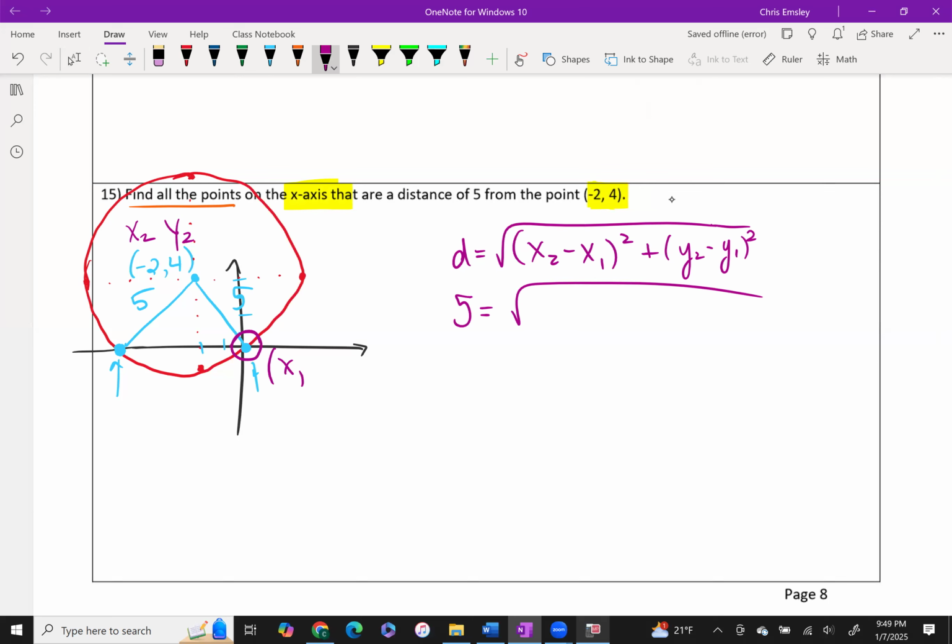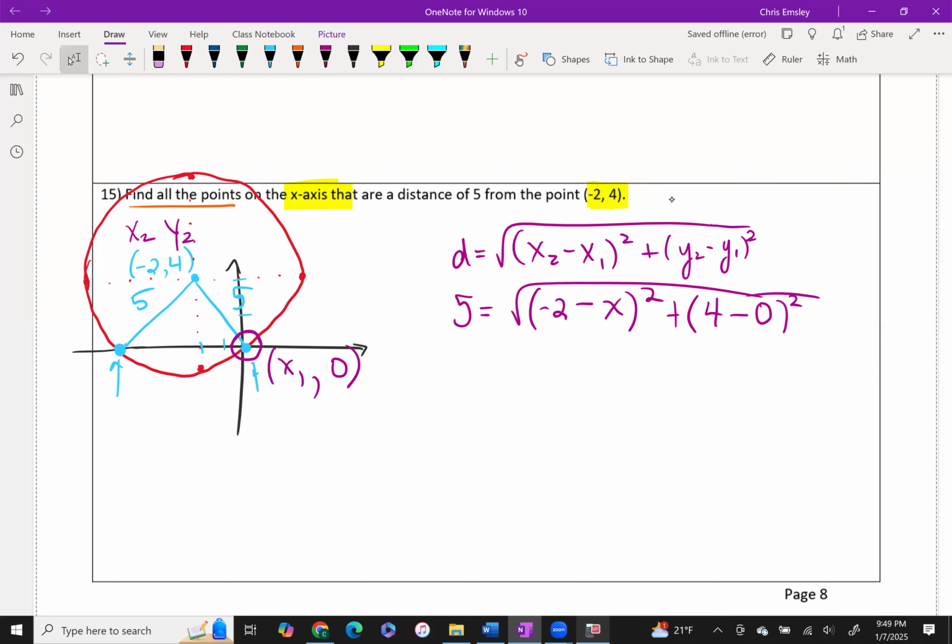We don't know what that is, but we do know the y value of this point. Any point that is on the x-axis has a y value of 0. And because that point is filled in, we can now solve for x when we write out our equation. So let's fill in the numbers. x2, that's the point we know, minus x1, that's the x value we're trying to find, squared, plus y2 is 4, minus y1, which is 0, squared. Now we have an equation with only one variable in it, so we can solve that for x.